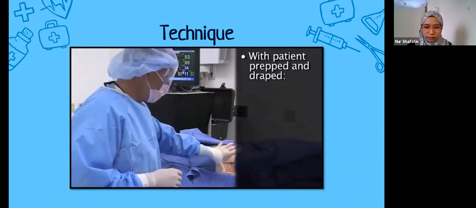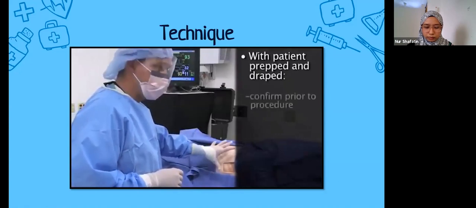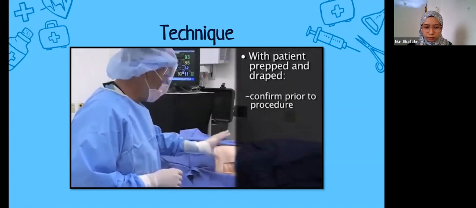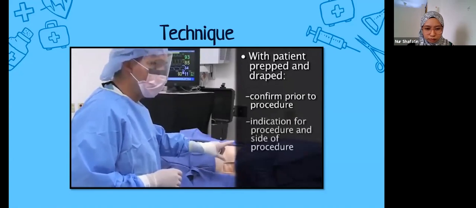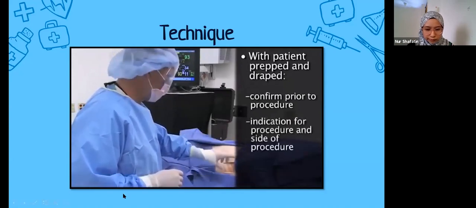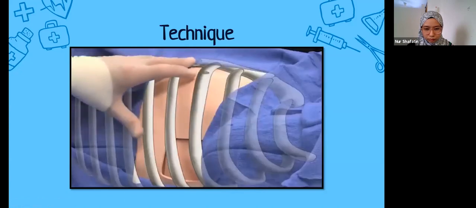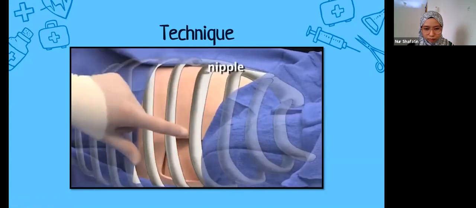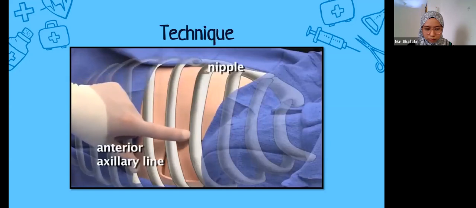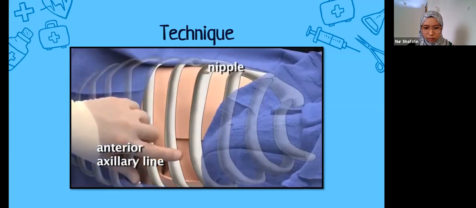With the patient appropriately prepped and draped, prior to doing the procedure, we confirm one last time the reason why the procedure is being done and confirm the side that the procedure needs to be done on, in this case is left chest. We then confirm our anatomical landmarks, which is the nipple and anterior axillary line, which should represent either the 4th or the 5th interspace where the chest tube will be placed.